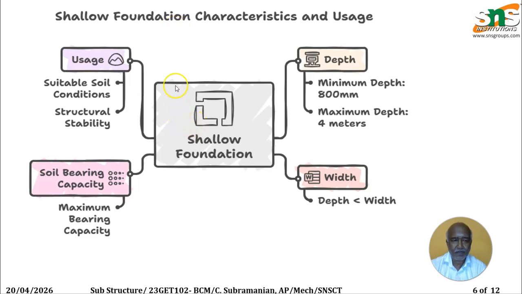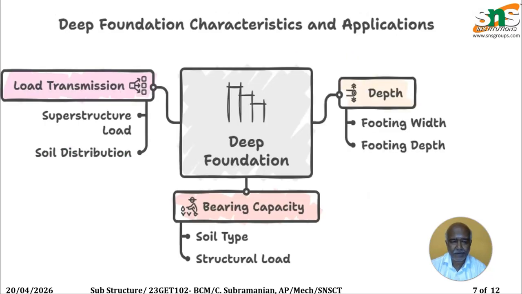In shallow foundations, you can see the usages. Shallow foundation is mainly used for suitable soil conditions and structural stability itself. The depth will be minimum, a minimum depth of 800 millimeters or 850 millimeters and a maximum depth of 4 meters. The soil bearing capacity, the maximum bearing capacity, will be there. So the width of the shallow foundation will be higher than the depth itself.